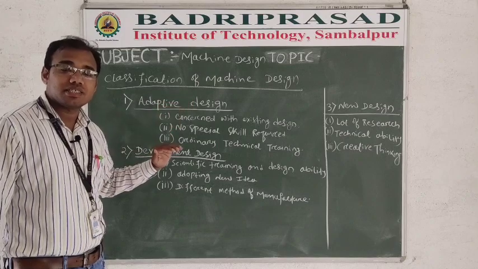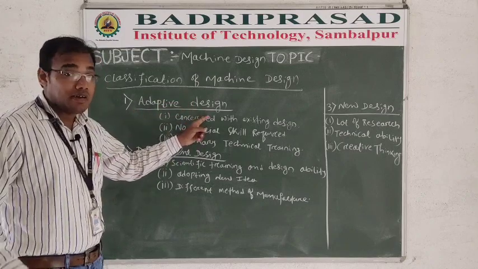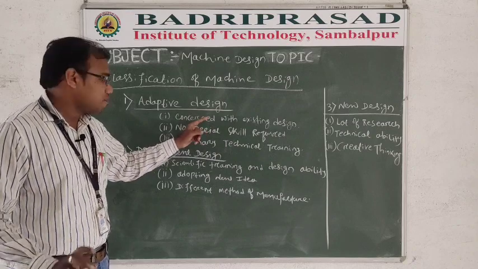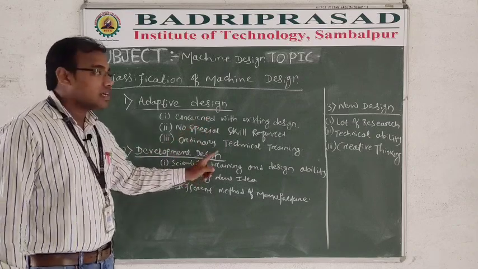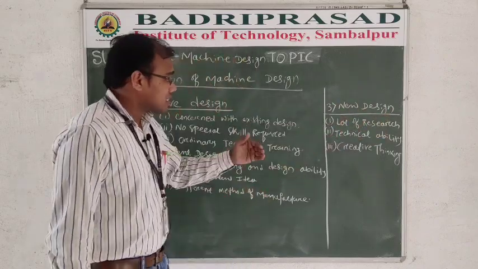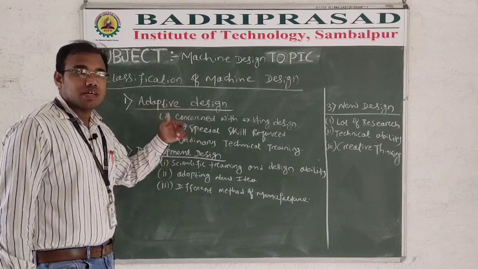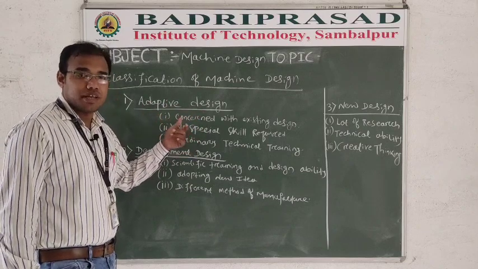This classification has three types. One is adaptive design, I will explain what it is. Second, development design, and third one is new design, right? Let's come to the first one, adaptive design. The name is telling what it means.